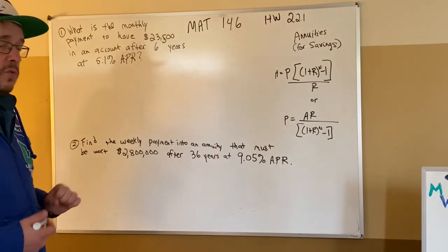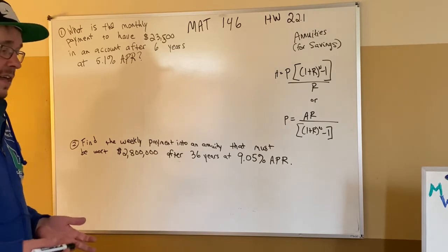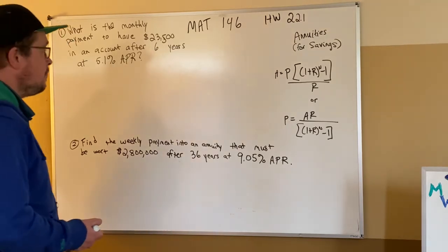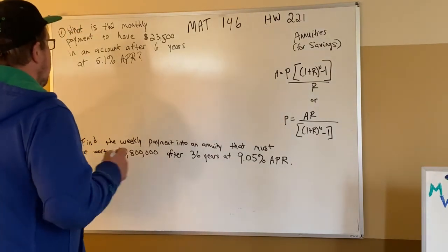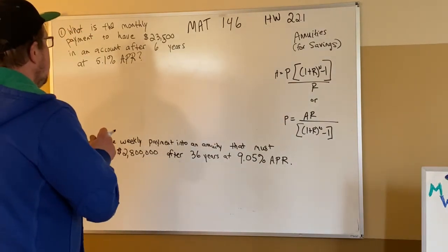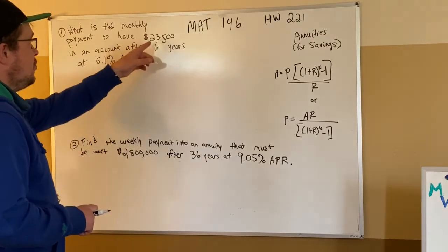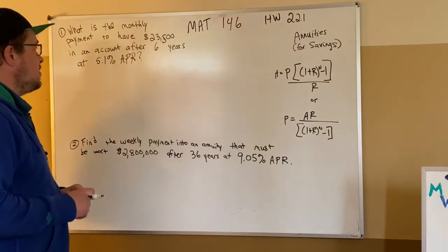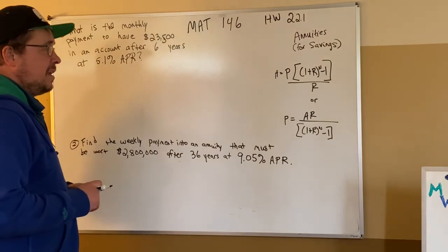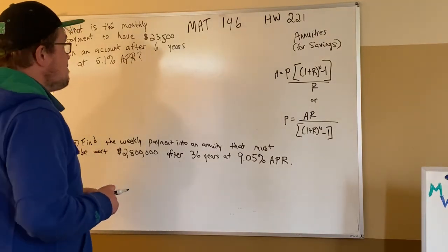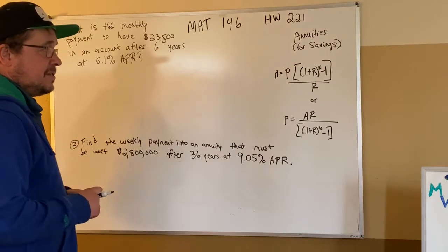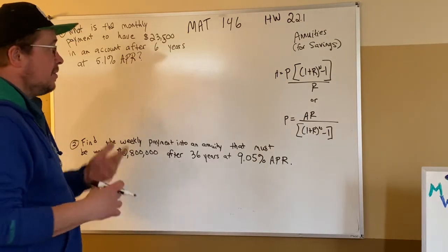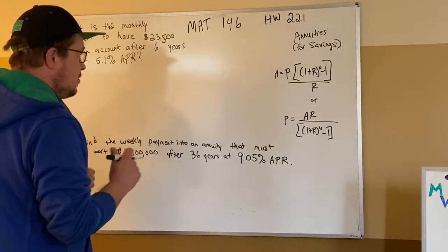Because that's monthly, 12 times a year, we're going to use lowercase n is 12. Because that's weekly, we're going to use lowercase n is 52. All right, so what is the monthly payment to have $23,500 in an account after 6 years at 5.1% APR? So it's monthly, so they're going to go in a bunch of different times. And we're going to make a small payment compared to the $23,500 that we're going to have. Let's go find out what it is.